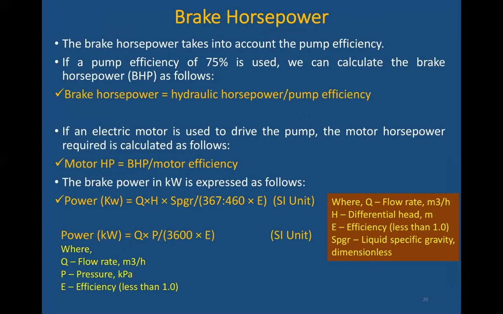We'll discuss later. If a pump efficiency of 75% is used, then we can calculate the brake horsepower. How? The hydraulic horsepower divided by pump efficiency. And if we need to calculate the motor horsepower, that is pump brake horsepower divided by motor efficiency. And we have an equation that power required is Q times H times the specific gravity of the liquid divided by 367.0.6460 times E, where Q is the flow rate, H is the differential head, E is the efficiency, and S is the liquid specific gravity. This equation is important to remember, and based on it we can do some numericals. Also, power in kilowatts is Q times P divided by 3600 times E. These two equations are very important. So this is all about the brake horsepower.